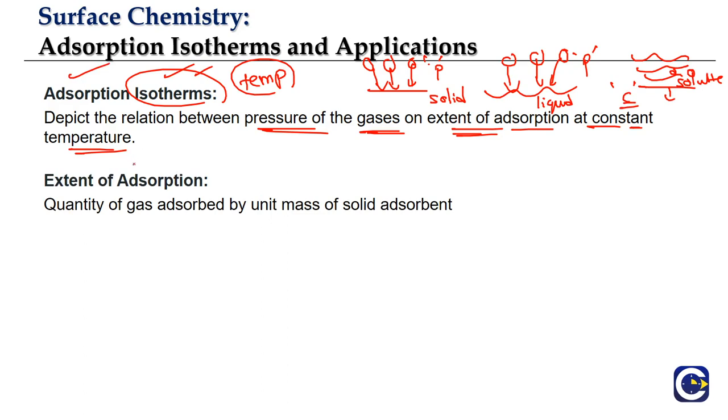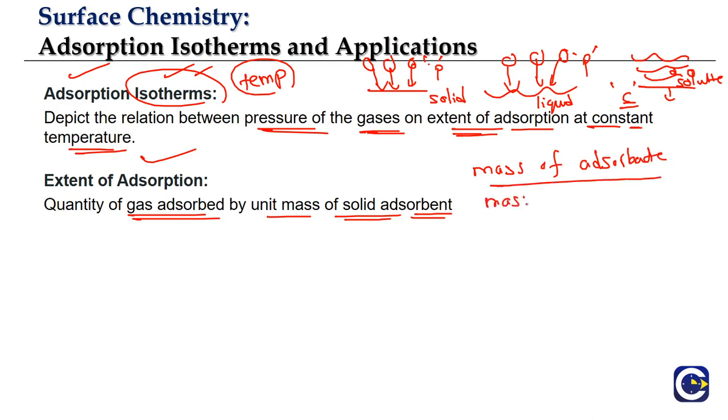First, how do we measure the extent of adsorption? It is measured as the quantity of the gas adsorbed by unit mass of the adsorbent. So essentially we look at it as the ratio of mass of the adsorbate divided by the mass of the adsorbent. So this is how we will measure the extent of adsorption.